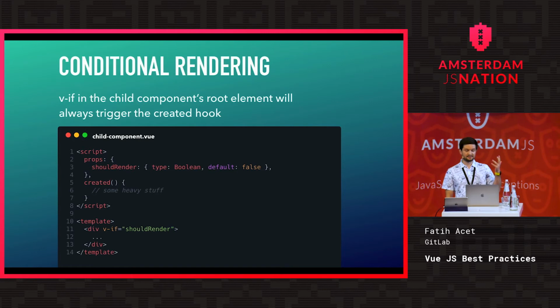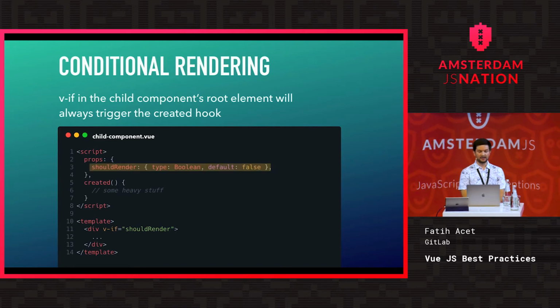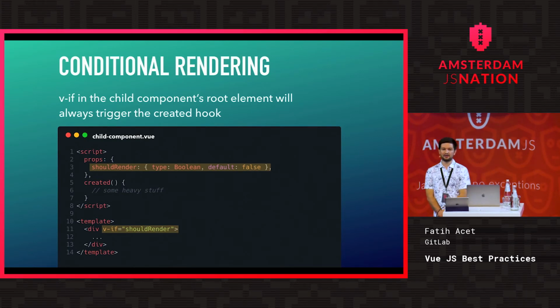Conditional rendering. The second thing about conditional rendering is if you have v-if in the child component's root element, it will always trigger the created hook. Like, let's take a look at this code snippet. We have this should render set to false by default, and then in the template of the component, we say v-if should render. The default is false, so that the component will not be rendered, but we have the created hook here, and it will be executed. Like if you are doing some computational stuff in the created hook, this may be a performance problem, or this may be something you don't want.